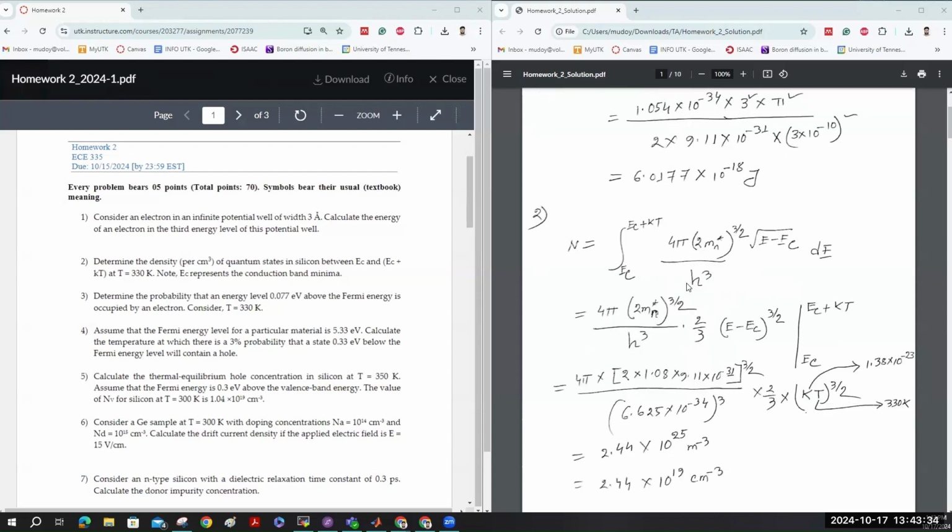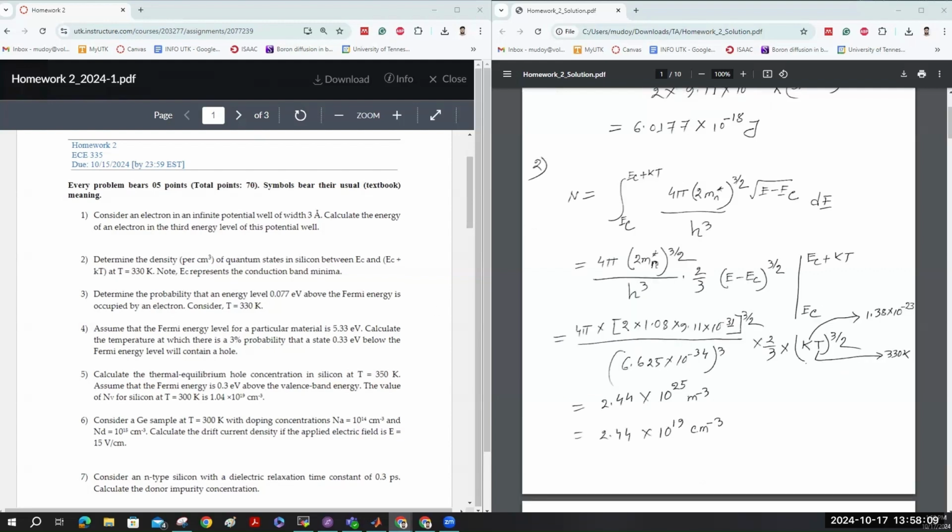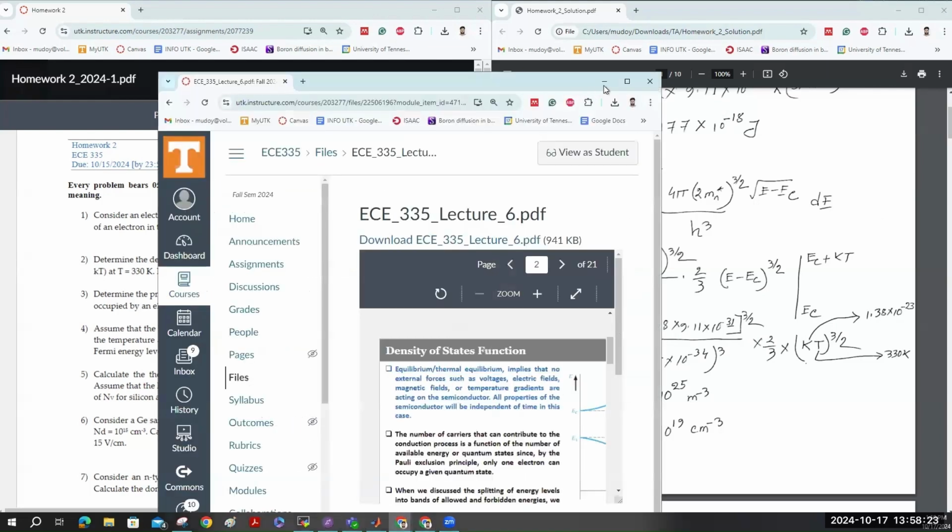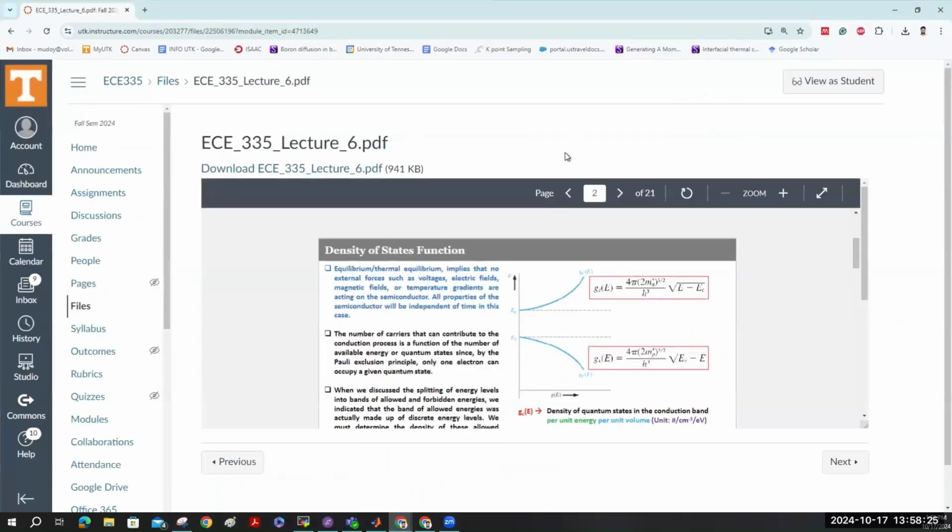So let's move to problem number 2. Here you have to calculate the density of quantum states in per centimeter cube unit between these energy levels, which is EC and EC plus kT, where T is equal to 330 Kelvin. Some of you have confusion about why we can't use this formula directly. Why do we have to integrate this formula? I mean, integrate this equation.